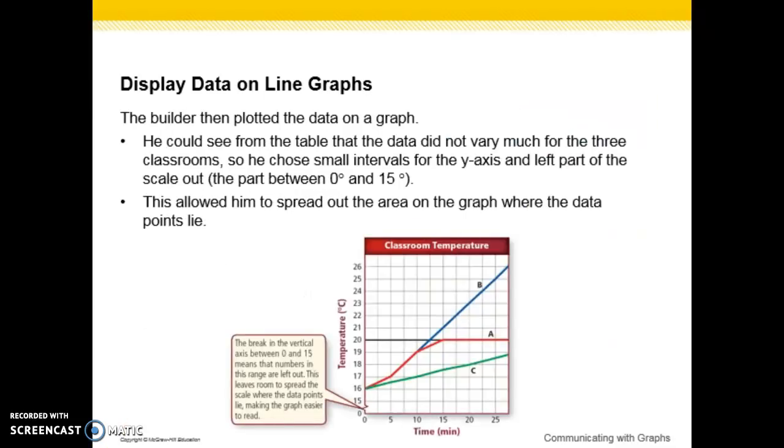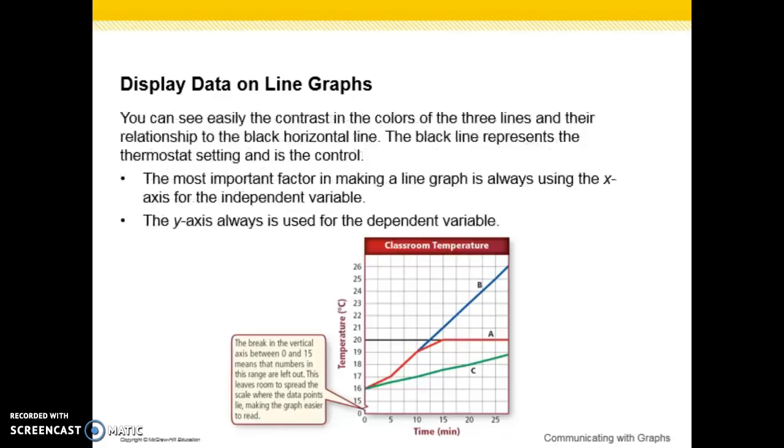The builder then plotted the data on a graph. He could see from the table that the data did not vary much for the 3 classrooms, so he chose small intervals for the y-axis and left part of the scale out, the part between 0 and 15. This allowed him to spread out the area on the graph where the data points lie. You can see easily the contrast in the colors of the 3 lines and their relationship to the black horizontal line. The black line represents the thermostat setting and is a control.